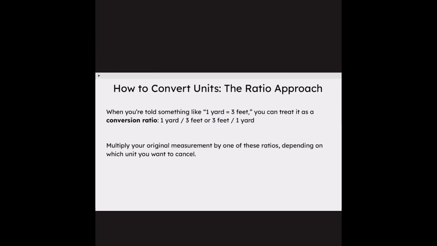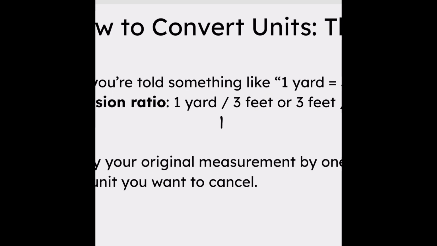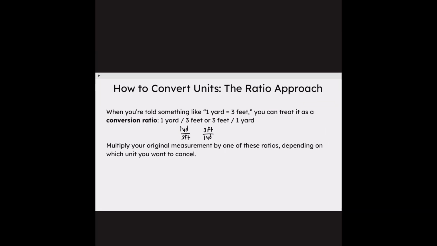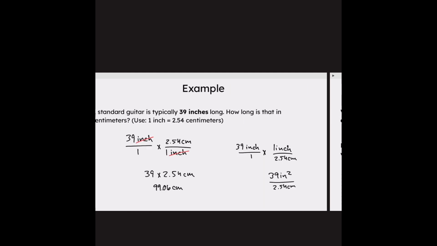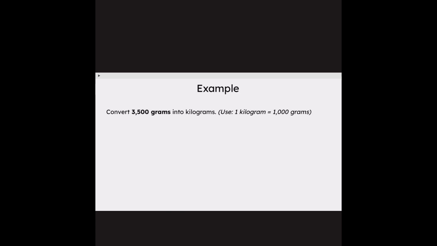Okay, how to convert between units, the ratio approach. When you're told something like 1 yard is equal to 3 feet, you can treat it as a conversion ratio. So 1 yard over 3 feet, or 3 feet over 1 yard. This is kind of like what we were doing with the inches and centimeters. So the way that this would work is you multiply your original measurement by one of these ratios depending on which unit you want to cancel, which is what we just did with the inches. So let's look at an example.